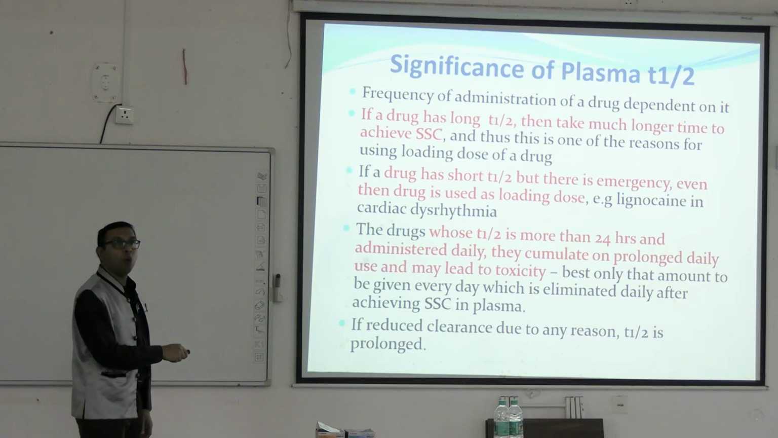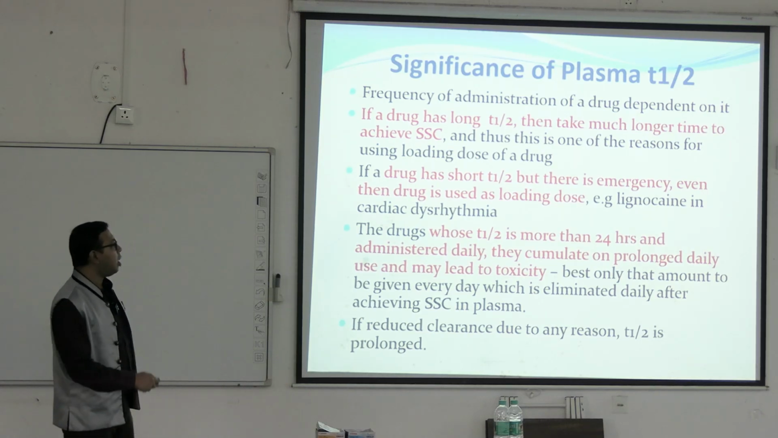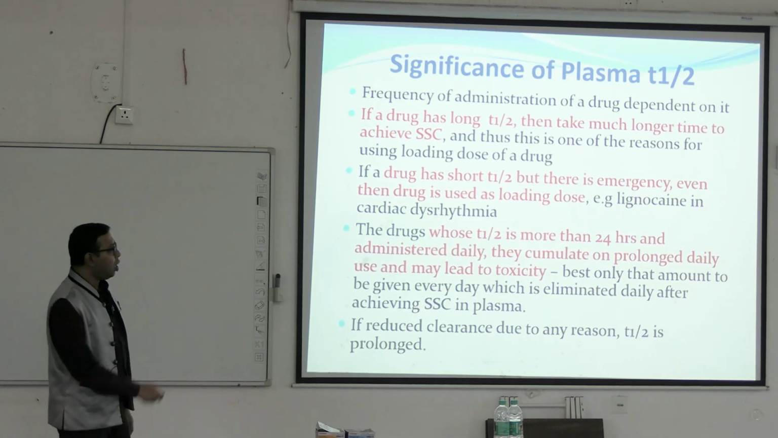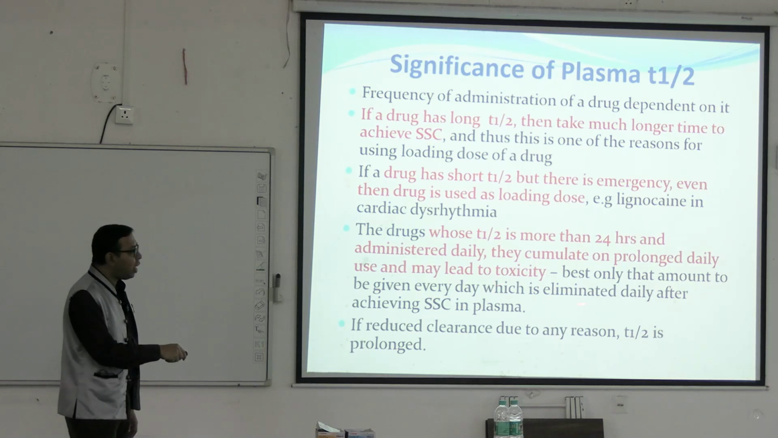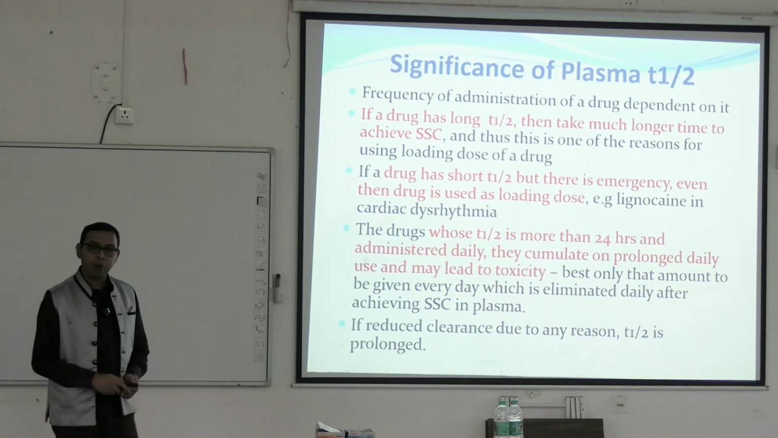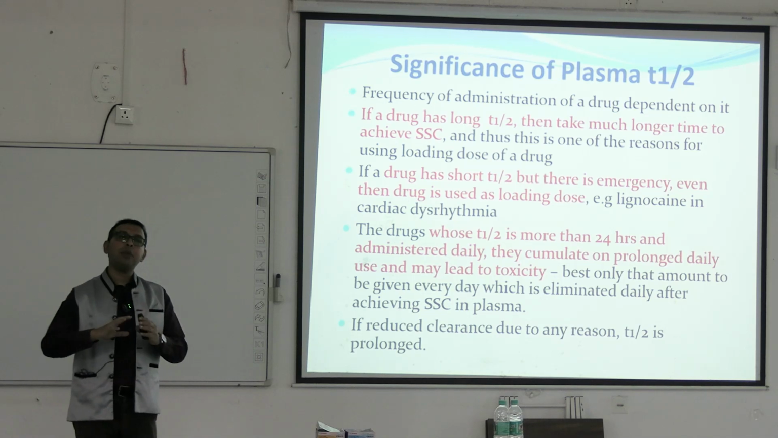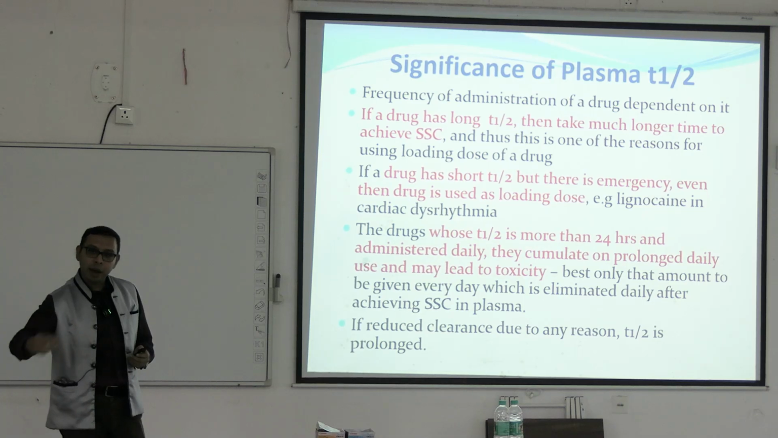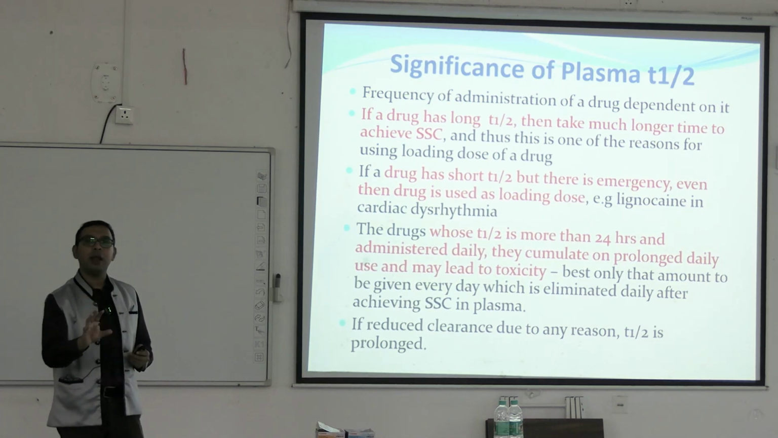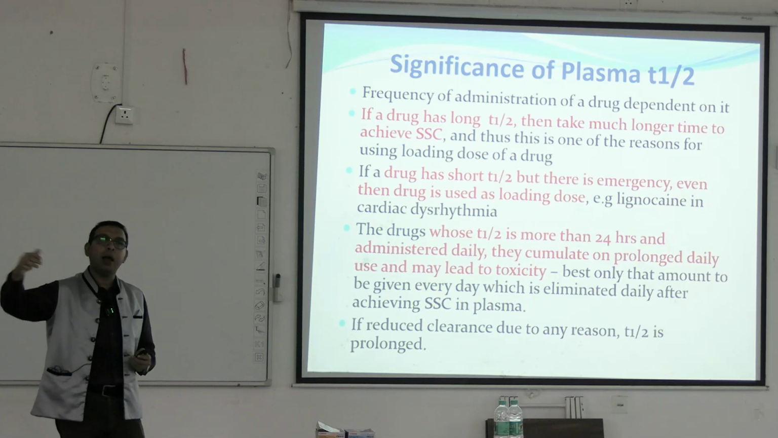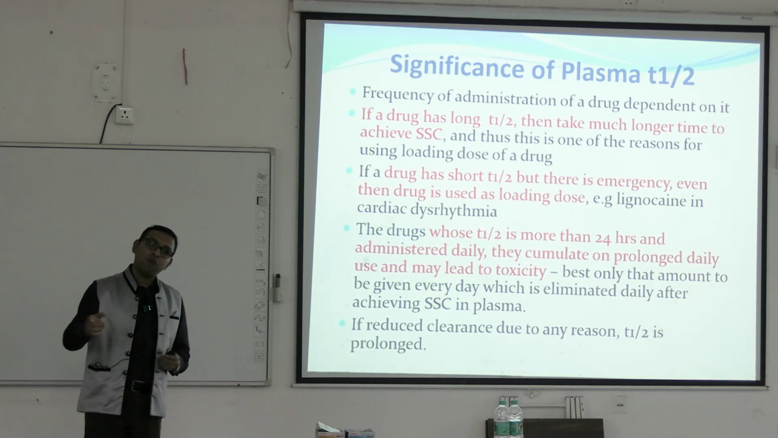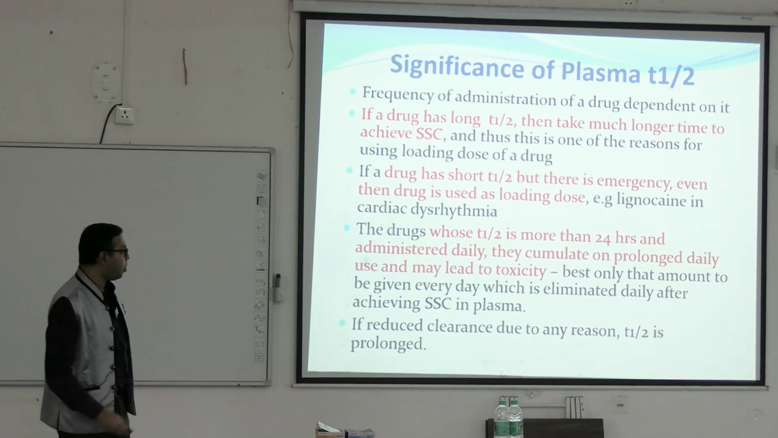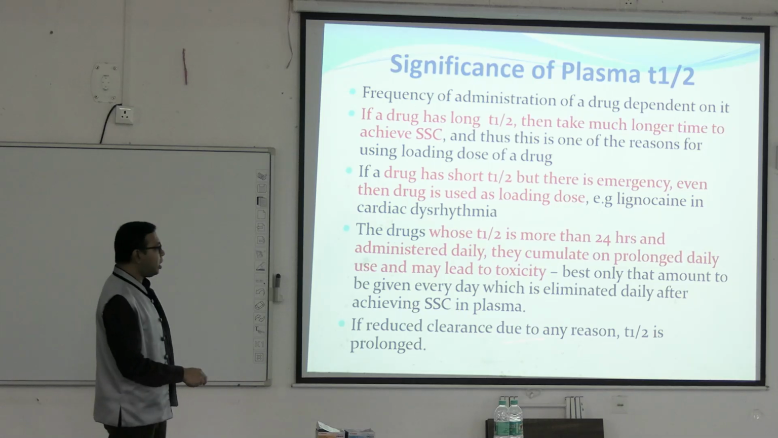A drug whose T-half is more than 24 hours, more than 1 day, and which is administered daily, will accumulate on prolonged daily use and may lead to toxicity. So the amount to be given every day is that which is eliminated daily after achieving steady state plasma concentration. For some drugs whose plasma half-life is greater than 1 day, we have to calculate how much drug is eliminated per day, and that amount is substituted every day, so that after 4 to 5 half-lives a steady state plasma concentration is reached. So these drugs are also given per day, but the amount is calculated from the T-half. If clearance is reduced for any reason, the T-half is prolonged.